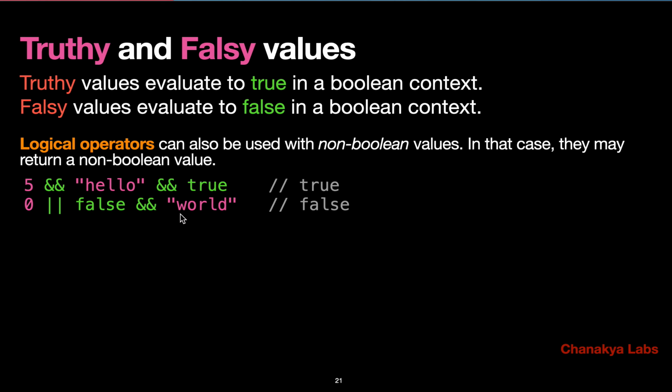False. Now the idea is, what is or? Or gives us false when everything is false. If even one of them is true, then it gives true.